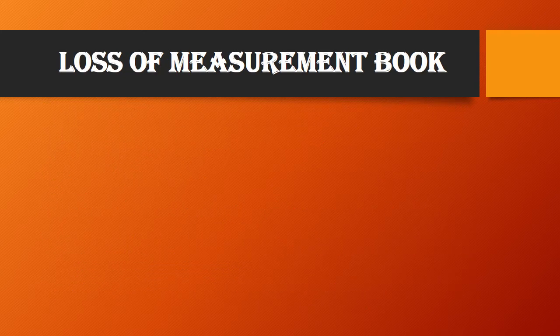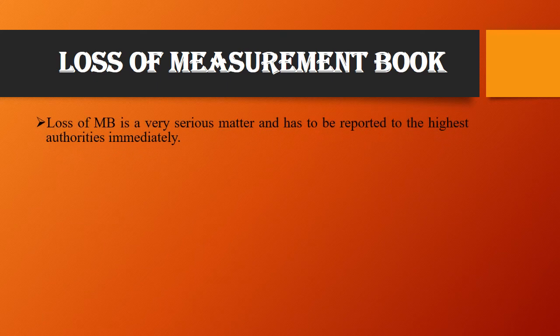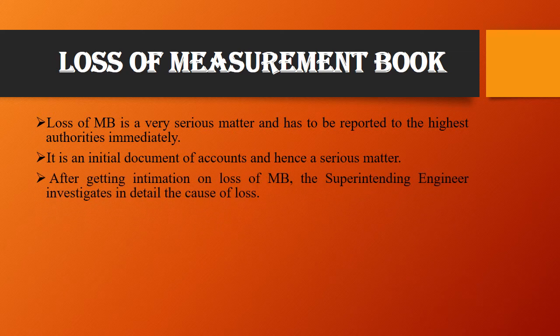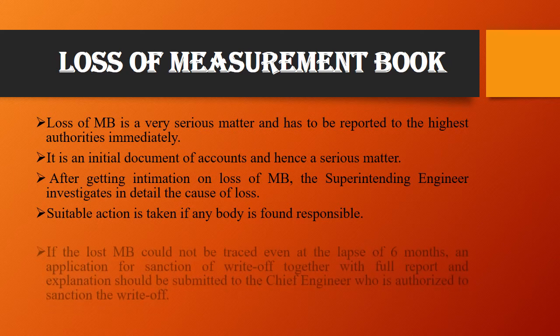Now, loss of measurement book. Then, what are the consequences when a measurement book is lost? Loss of measurement book is a very serious matter and has to be reported to the higher authorities immediately. It is an initial document of accounts and hence it is a serious matter. After getting intimation on loss of measurement book, the superintending engineer investigates in detail about the cause of loss. Suitable action should be taken if anybody is found responsible.